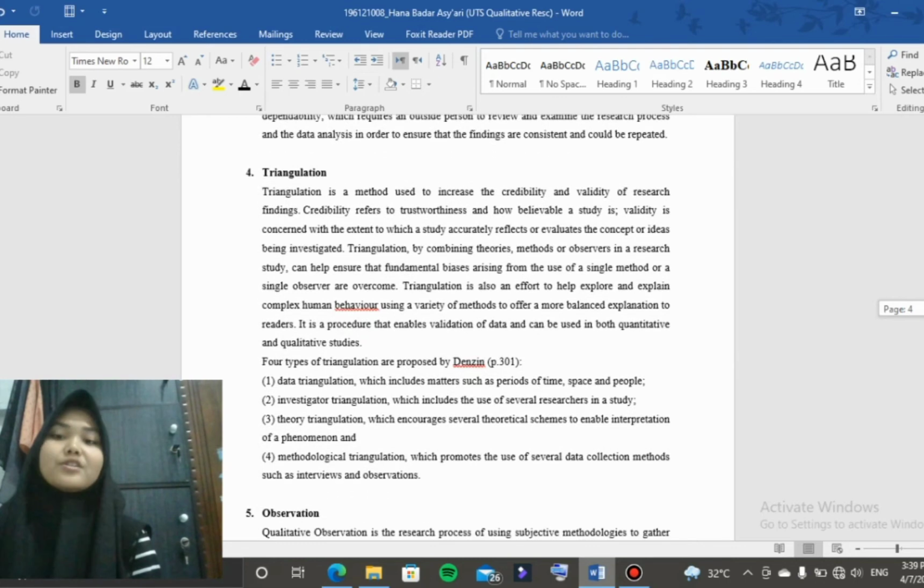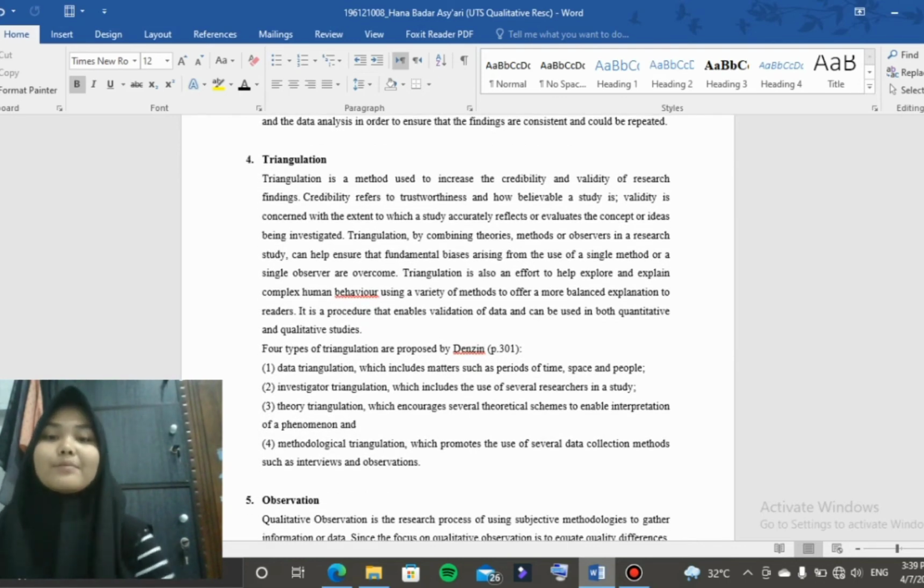For the next is triangulation. Triangulation is a method used to increase the credibility and validity of research findings. Credibility refers to trustworthiness and how believable a study is. Validity is concerned with the extent to which a study actually reflects or evaluates the concept or ideas being investigated. Triangulation by combining theories, methods, or observers in a research study can help ensure the fundamental biases arising from the use of a single method or a single observer are countered.